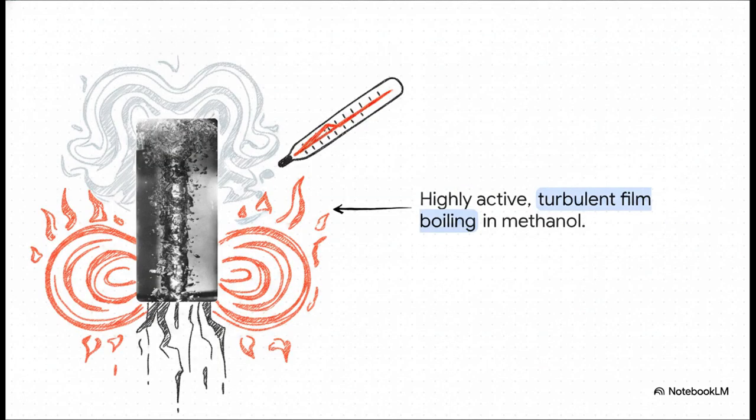When that vapor film completely coats your heating surface, you get what we're looking at here. Highly active, turbulent film boiling. The heat now has to conduct through this vapor film before it can even touch the liquid. That massive thermal resistance makes the equipment's temperature absolutely skyrocket. This is a huge hurdle for heat transfer systems because the surface temperatures needed to maintain this can easily exceed the melting point of the metal itself, which leads to catastrophic equipment burnout.